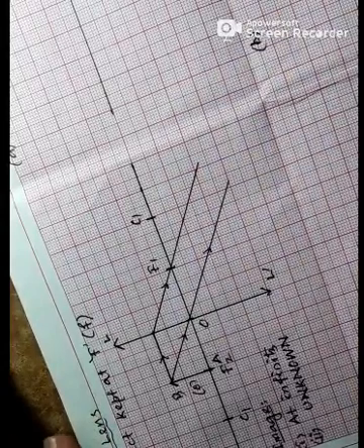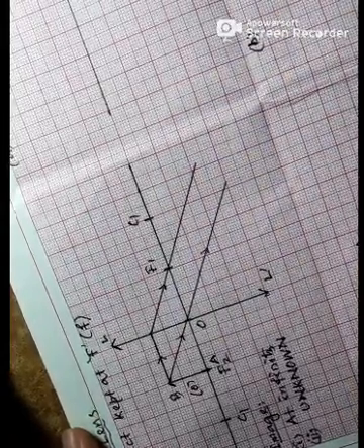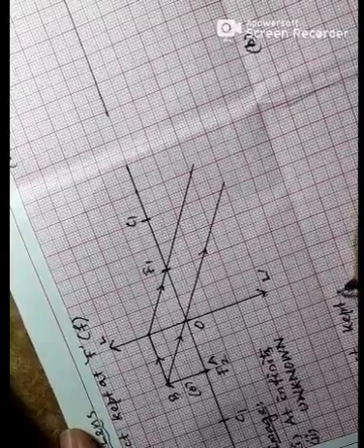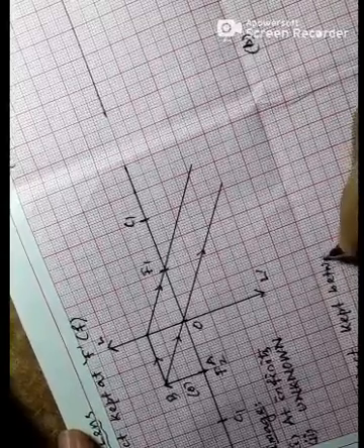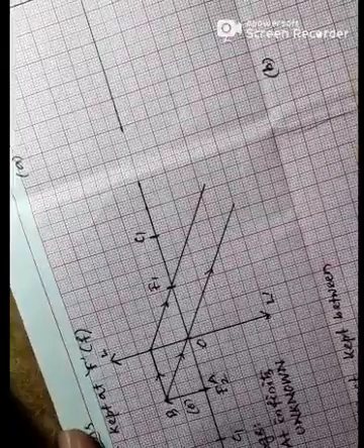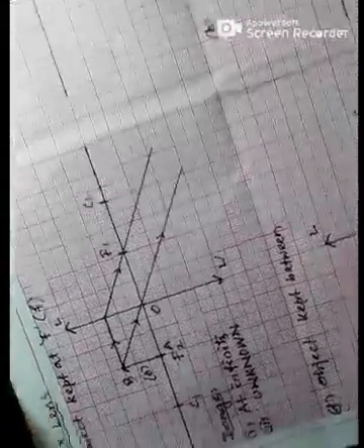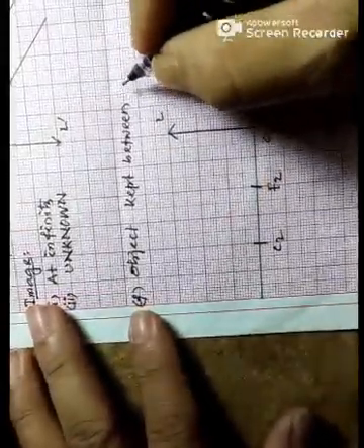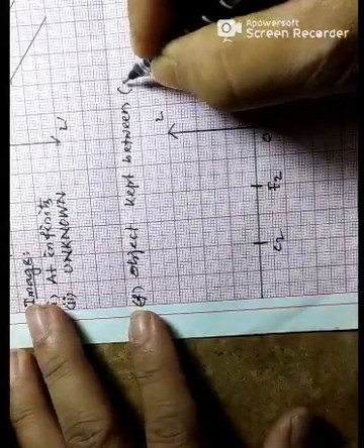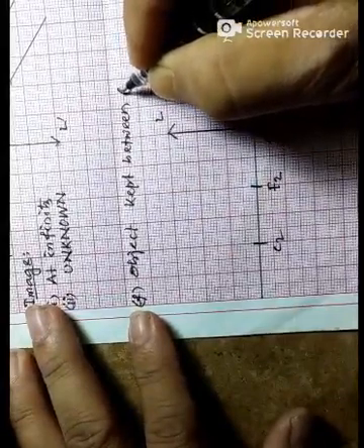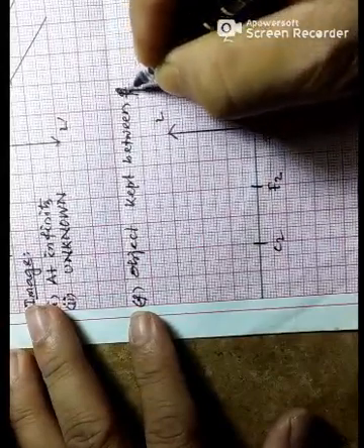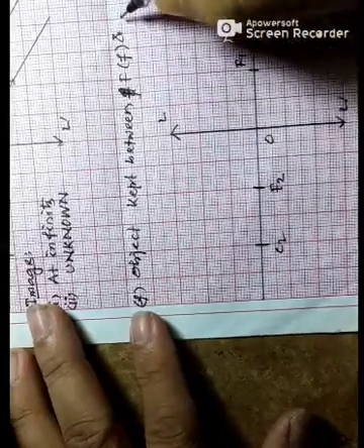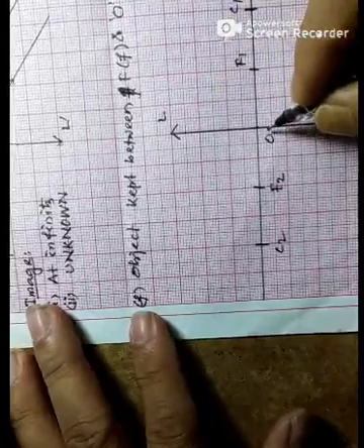Okay. The last one is the object kept between F and O. So object is kept between F and O. So that is your focal point, your focus, that means F point, and optic center O. This is optic center.